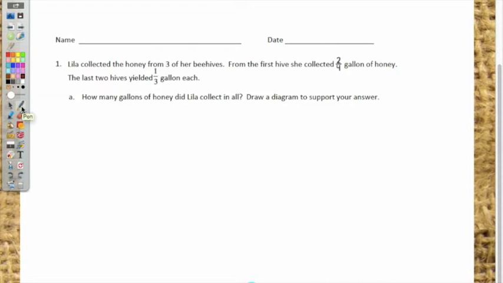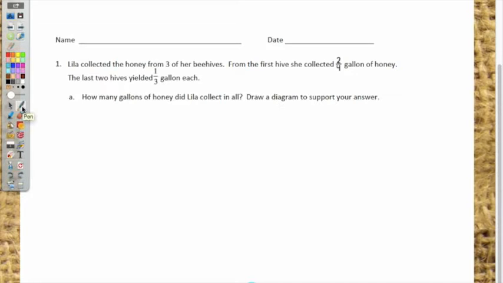Girls, let's read the first one. Lila collected the honey from 3 of her beehives. From the first hive, she collected 2/4 gallon of honey. The last 2 hives yielded 1/3 gallon each. So question A says, how many gallons of honey did Lila collect in all? Draw a diagram to support your answer.